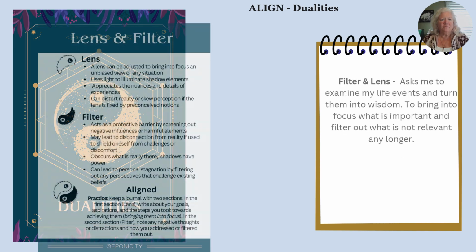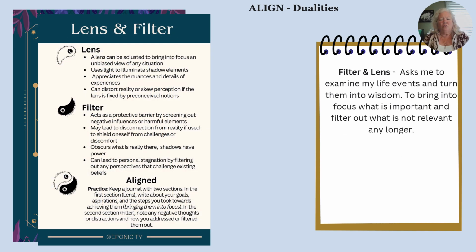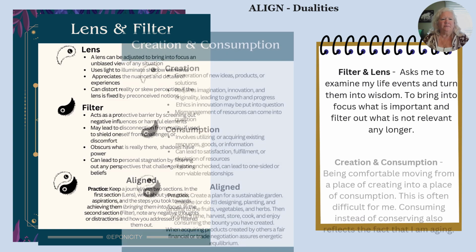In the duality cards for my topic, the first one that I noticed that came up was lens and filter. A lens brings things into focus and a filter blocks out information, so those are two ends of a spectrum, or two dualities. This is asking me to examine my life events and turn them into wisdom, to bring into focus, which is the lens, what is important, and filter out what is not relevant any longer. I guess that stops ruminating on things, right?